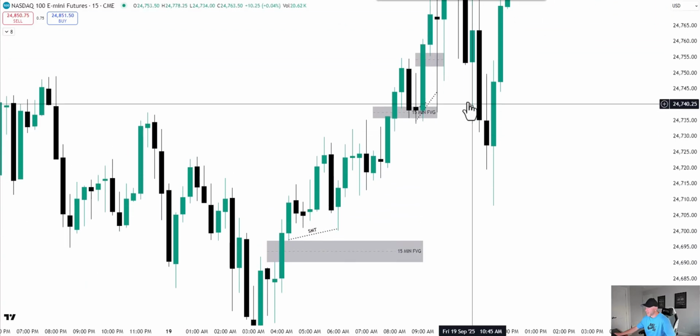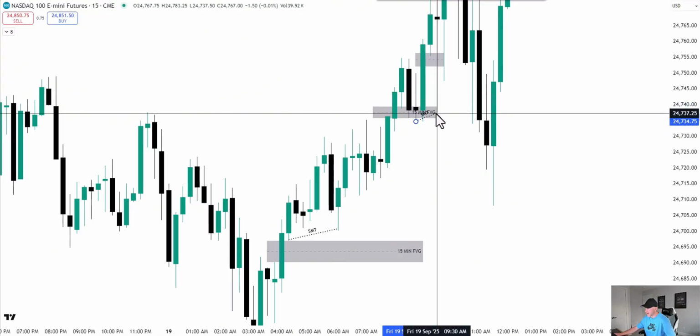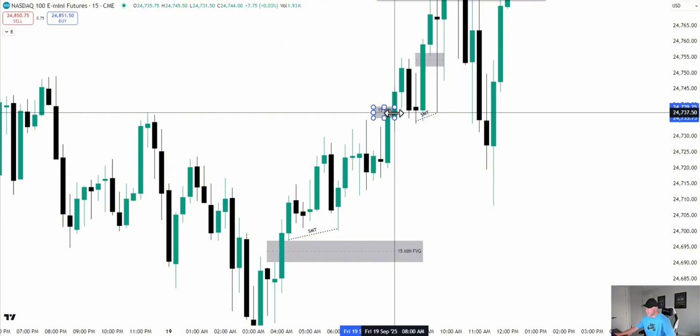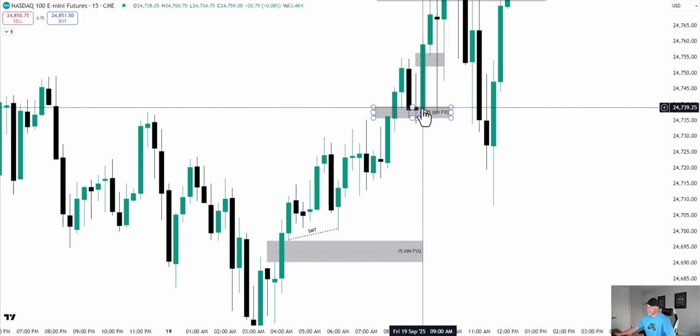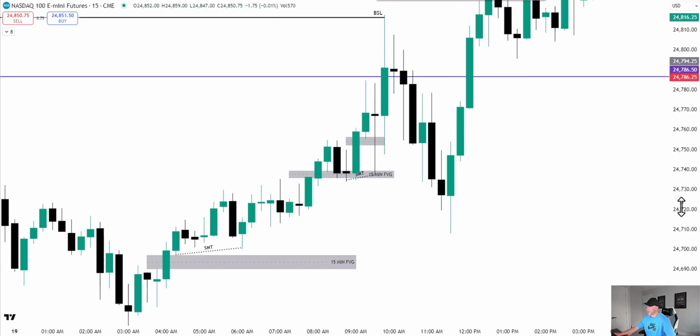We create another fair value gap, 15-minute, and we actually have another SMT right here. So notice how we create another 15-minute imbalance right here, right? Nice little 15-minute imbalance. Now this is 9 o'clock. We travel down. We don't close below this, so that's showing me that bullish order flow is in play, right?